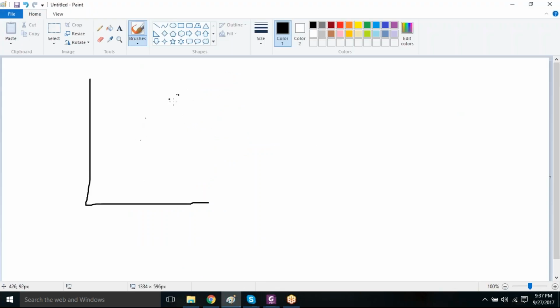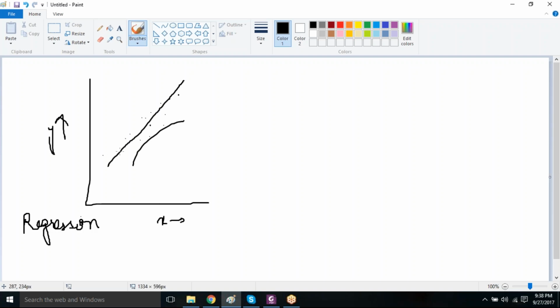You have data points x, y, and you are basically fitting a line over it or fitting a curve over it or whatever it is. Now the same concept, people said, can we use this concept for a classification problem? Like this is regression, where you have data points from the same domain and you are basically fitting a line.